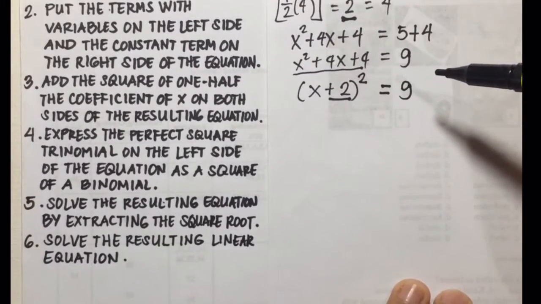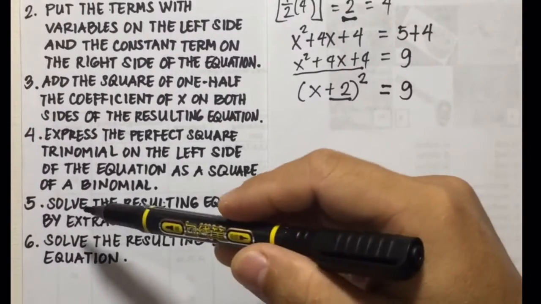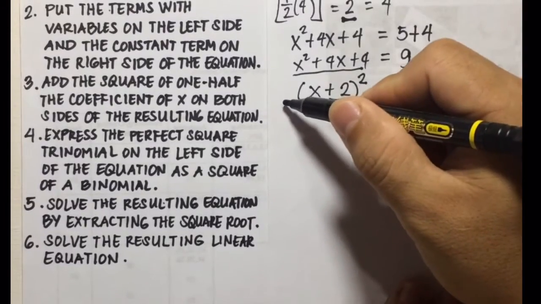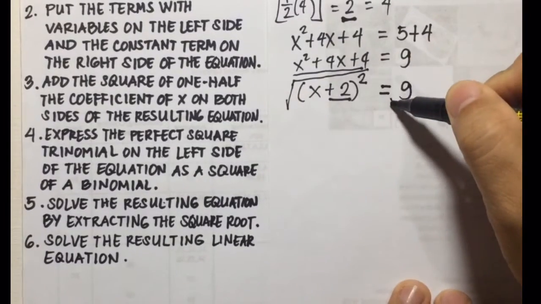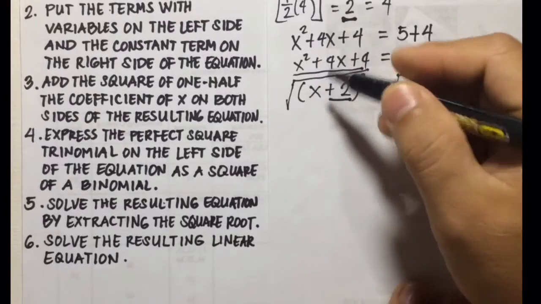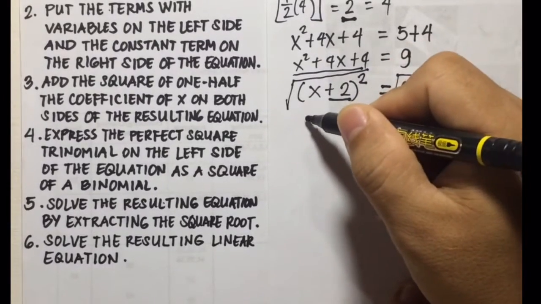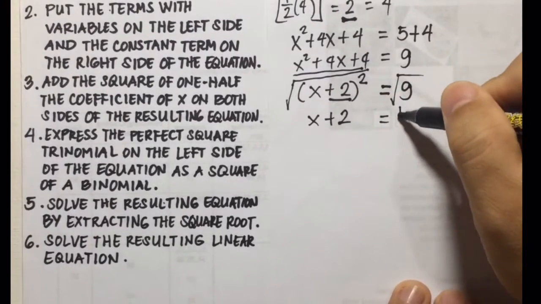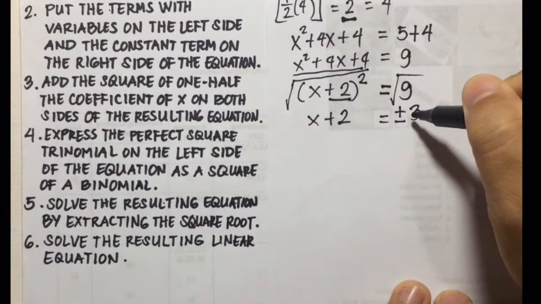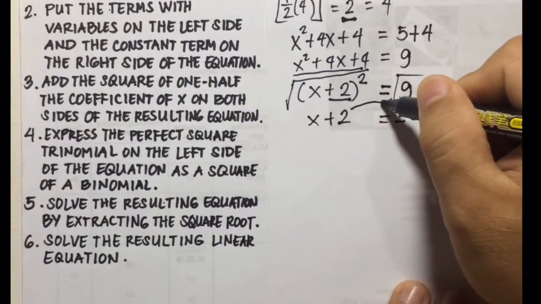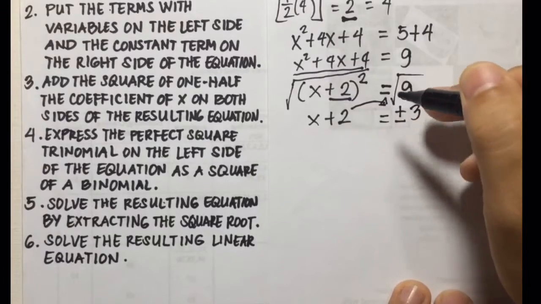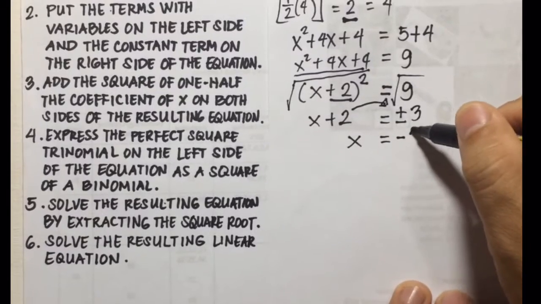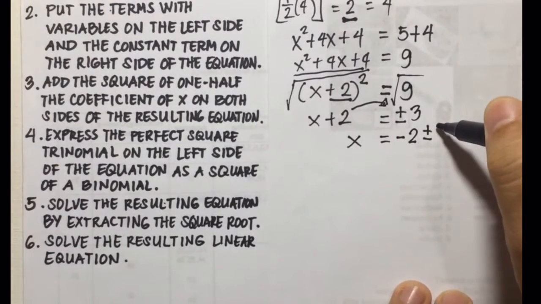Then step number 5, solve the resulting equation by extracting the square root. So you're going to extract the square roots of the left side and the right side. So extracting the square roots here, the answer will be x plus 2 equals square root of 9 will be positive negative 3. Then 2 will be transposed to the right side, so we're going to have x equals, this will become negative 2 plus and minus 3.